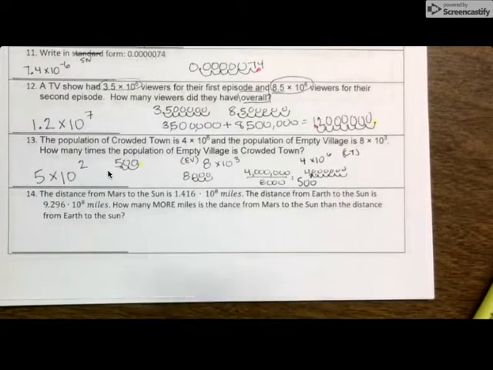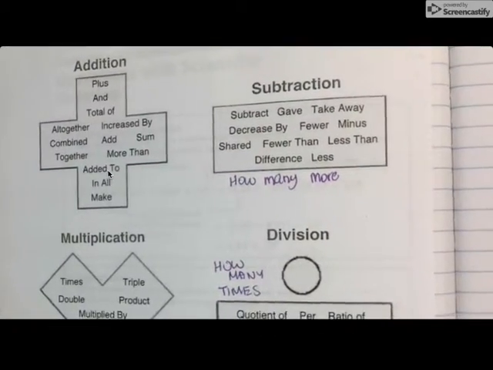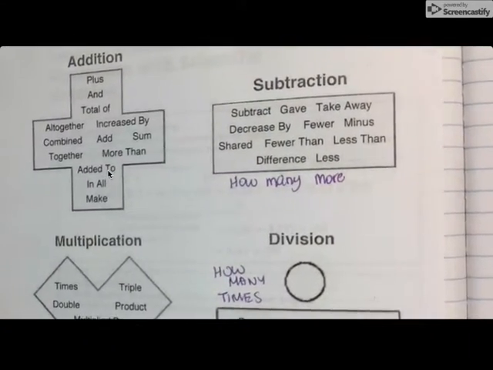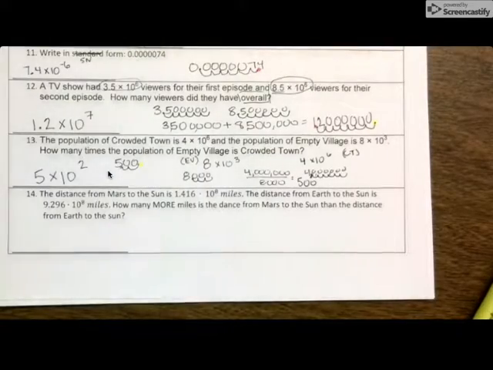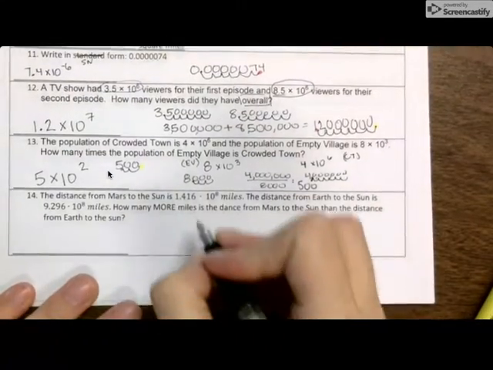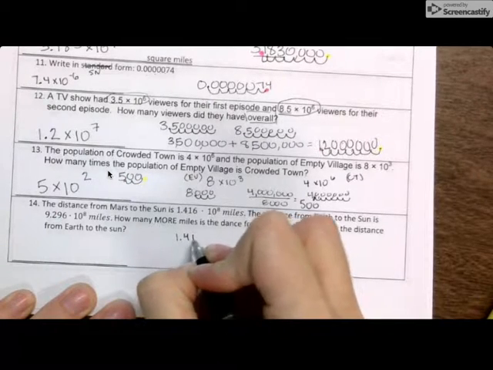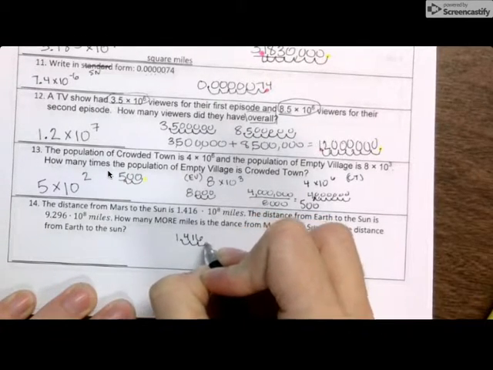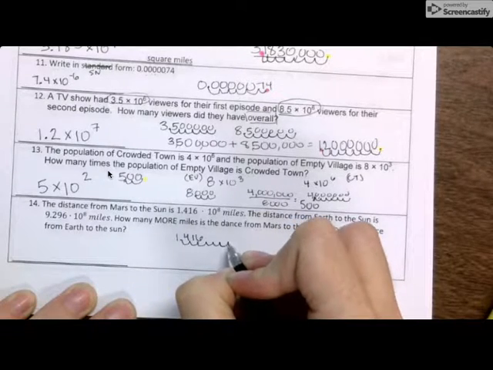For the last one on the front page, the distance from Mars to the Sun is 1.416 times 10 to the 8th miles. The distance from the Earth to the Sun is 9.296 times 10 to the 8th miles. How many more miles? So if it says how many more, we are actually going to use subtraction. So let's first start by moving these into standard form. 1, 2, 3, 4, 5, 6, 7, 8.